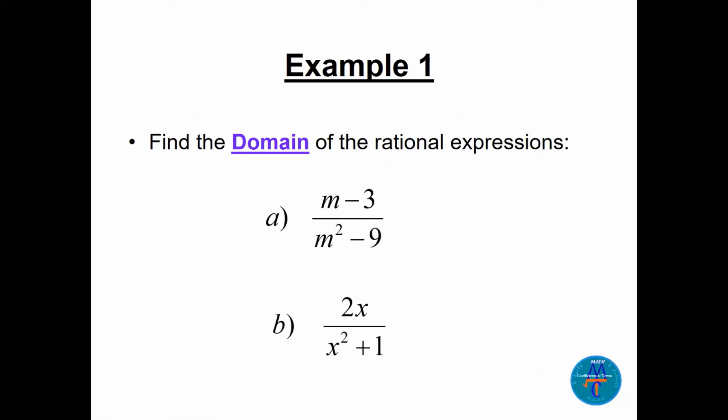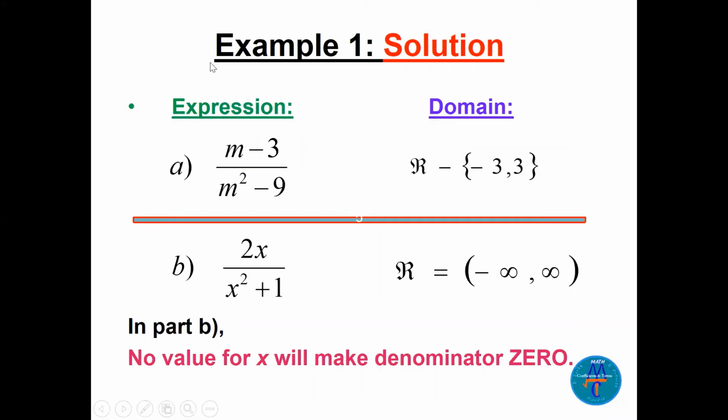Okay, good. Now here, try to think before you see the solution. Example 1B, 2x over x squared plus 1. What will make the denominator 0? So the domain is R except what? Let's see, in the first one, if you factor m minus 3, m plus 3, even if you can cancel m minus 3, still the domain is R except minus 3 and 3. You can't put 3 or minus 3.